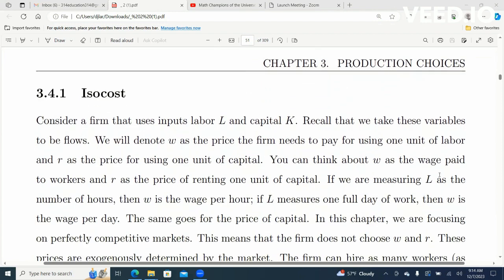So isocost, this is going to be a graph kind of like the isoquant. The isocost will be a y equals mx plus b, a straight line. But now we define the isocost.